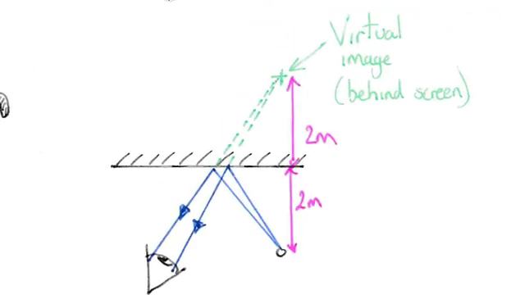Now, our eyes can only see things in straight lines. So our eye interprets it that the light is actually coming from behind the mirror. If you follow those blue traces all the way back, you'll see they cross over at a spot behind the mirror. Because it's behind the mirror, that is known as a virtual image. The distance from the virtual image to the mirror and from the mirror to the real object is the same. If you notice, it's 2 meters and 2 meters.